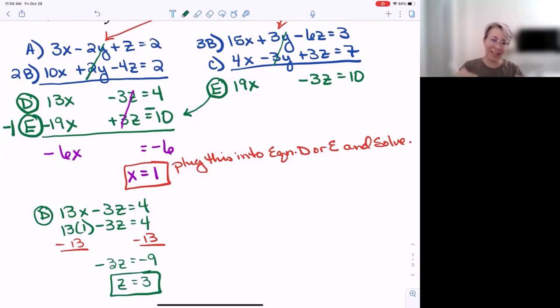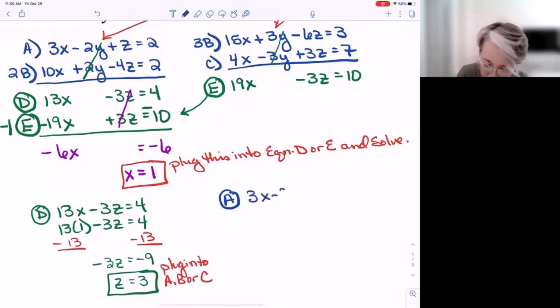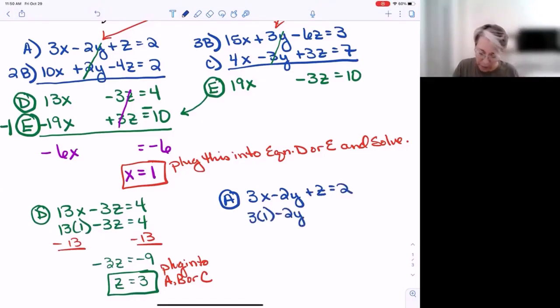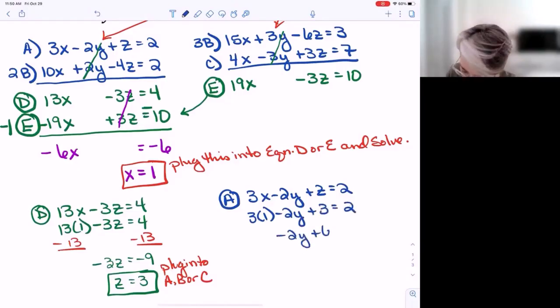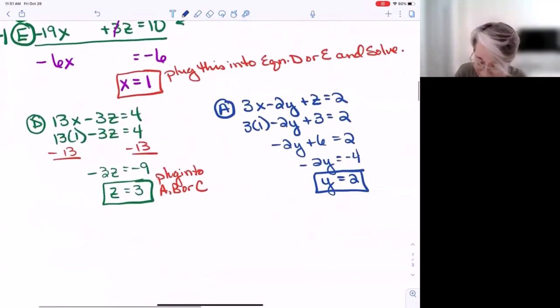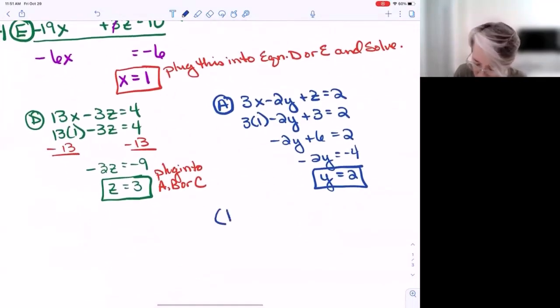So we're going to backtrack again and plug everybody into one of our original equations. If we choose equation A, 3x minus 2y plus z equals 2, we're going to plug in the 1 for the x. We still have a negative 2y. We're going to plug in a positive 3 for our z and solve. So we end up with the solution of the point (1, 2, 3). Again, x, y, z, we always put it in alphabetical order.